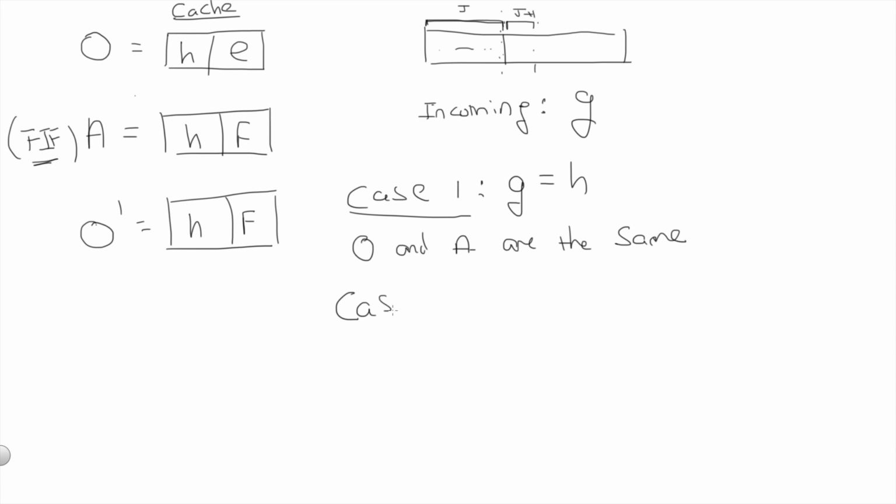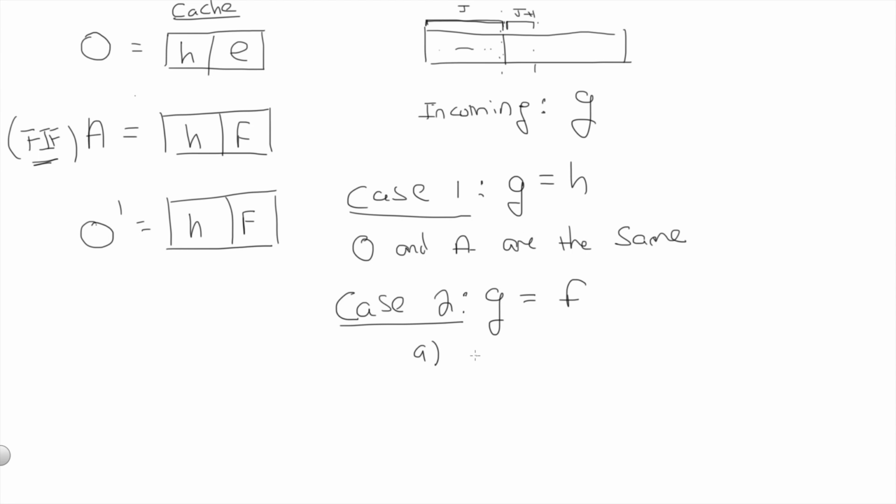The interesting case is case 2, and that is when G is equal to F. Here we have the element, or really I should say O prime has the element F, but O doesn't. So there are two options.